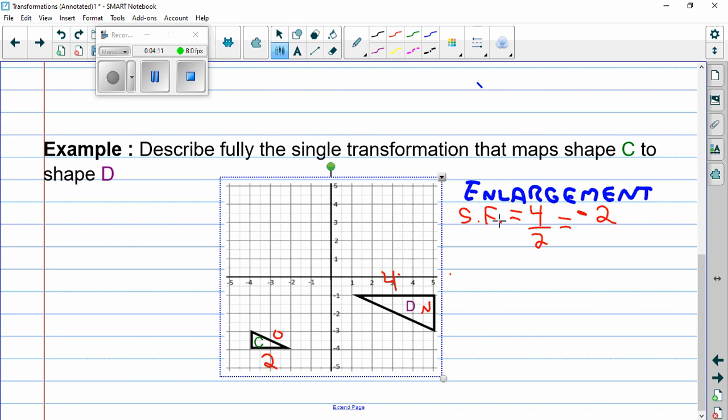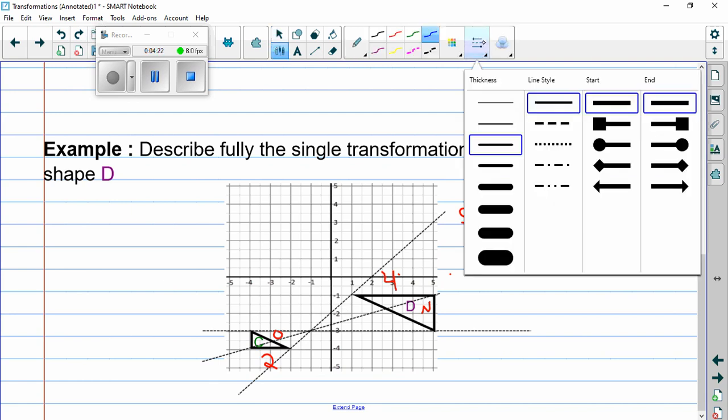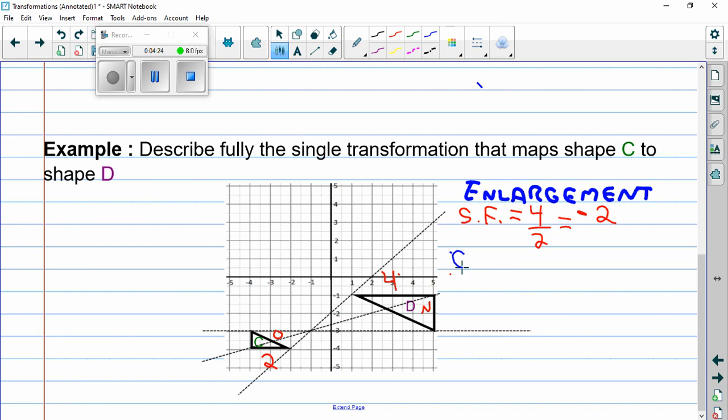And then lastly, we have to do our lines to get our center. So we're going to have to draw all of our lines. If we draw our lines, we're going to find that our center is at -1, -3. There we go.